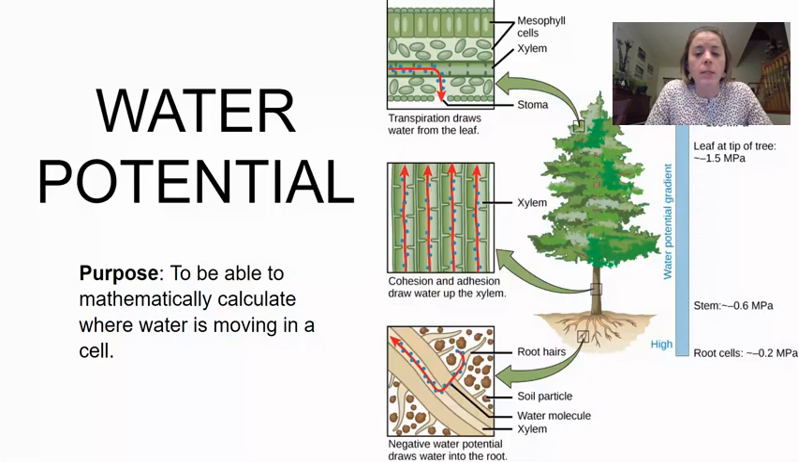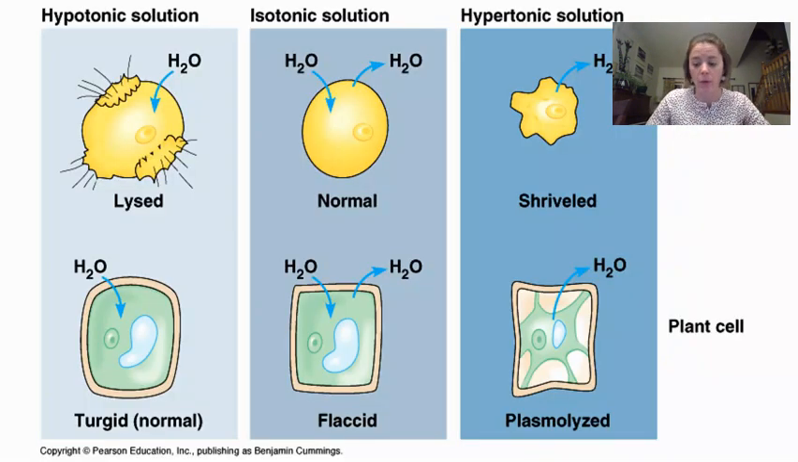We're going to talk right now about water potential. So, water potential is a mathematical calculation, and it is how we determine where the water is moving in a cell. Is it moving into the cell? Is it moving out of the cell? Just like we talked about during the membrane potential notes, but this one really has to do with the math behind how it's moving.